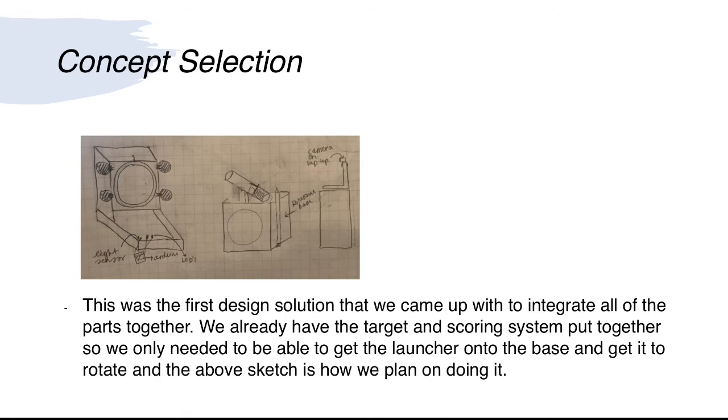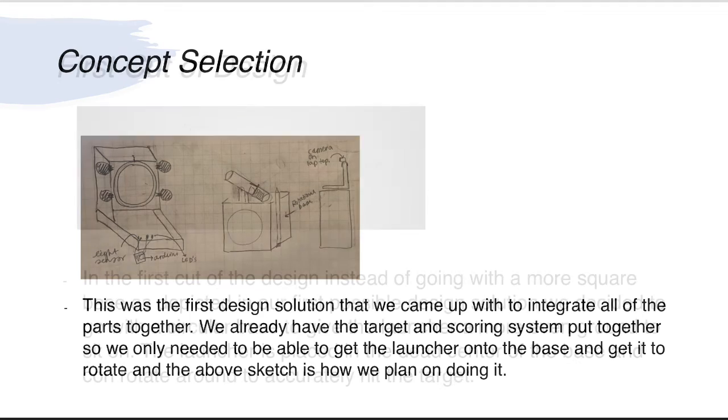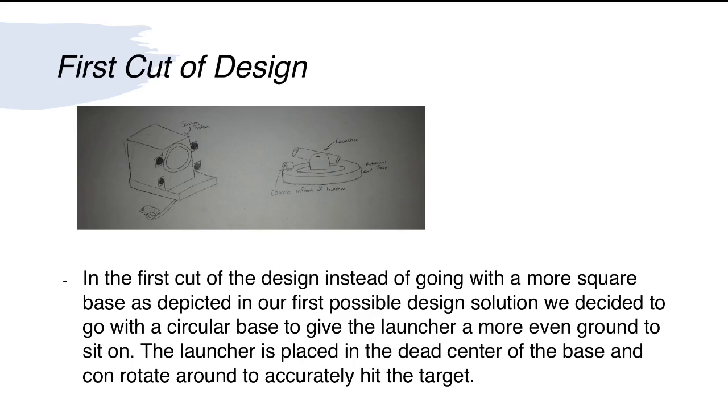Concept selection. As you can see here, you have the scoring structure along with the launcher and the camera on top of the laptop. This was the first design solution that we came up with to integrate all of the parts together. We already have the target and the scoring system put together, so we really only need to be able to get the launcher onto the base and get it to rotate, and the above sketch is how we plan on doing that.